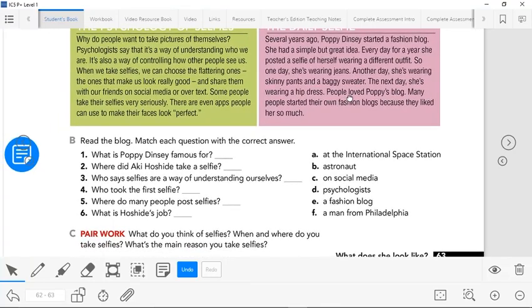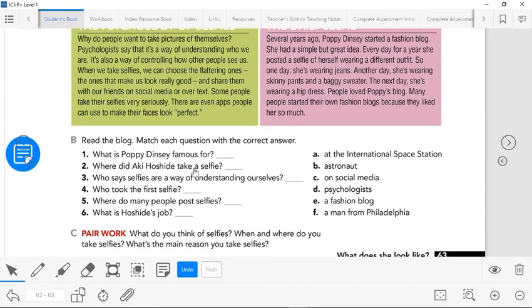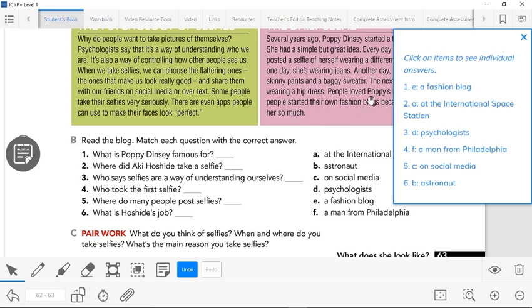Let's check the answers. Match each question with the correct answer. Let's see. Number 1. What is Poppy Denise famous for? It's E. A fashion blog. Okay. Where did Aki Hoshide take a selfie? It's A. At the International Space Station. Okay. Number 3. Who says selfies are a way of understanding ourselves?